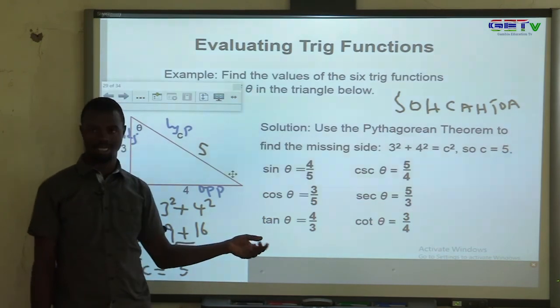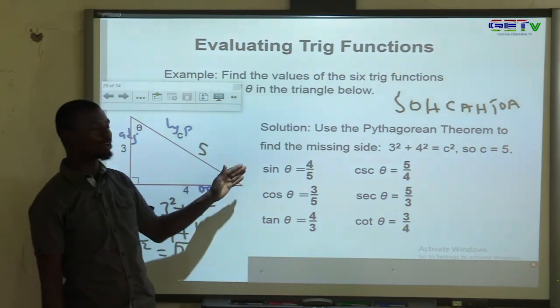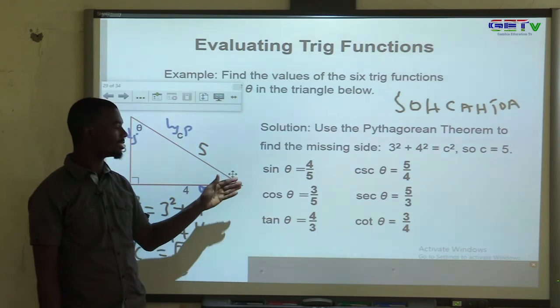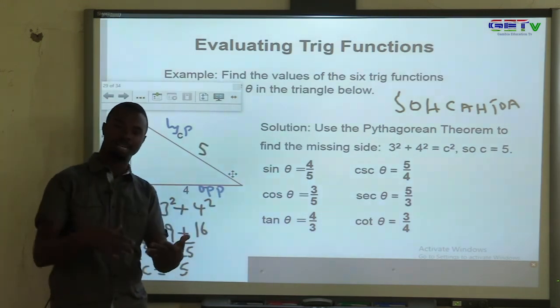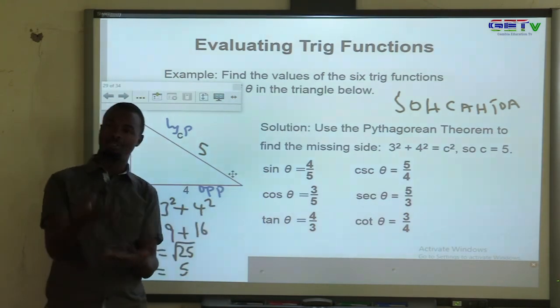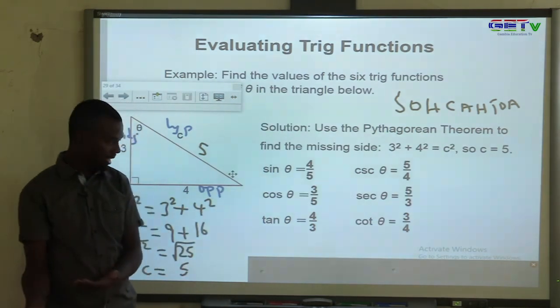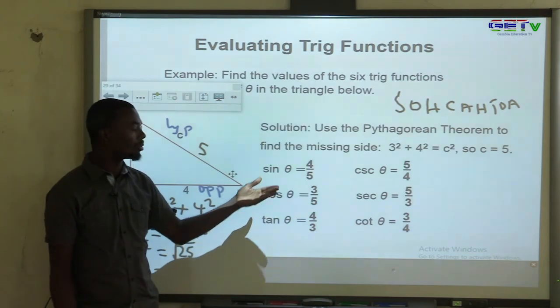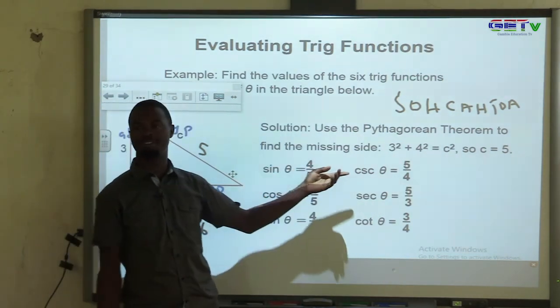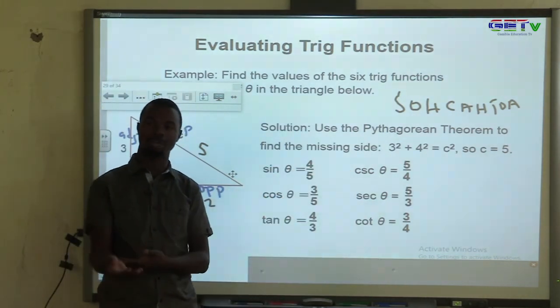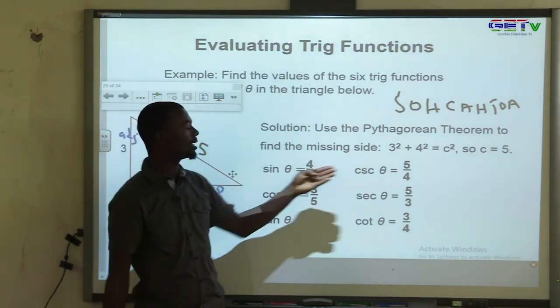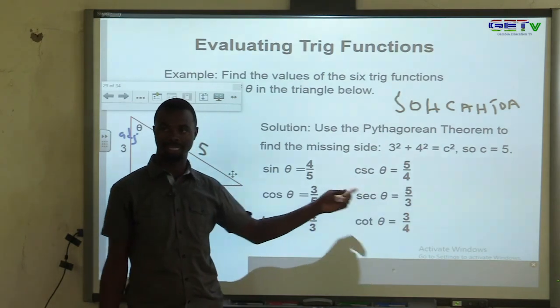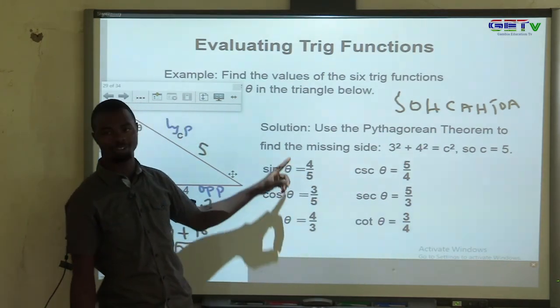Now the reciprocals. The reciprocal of sine is cosec. You just take the reciprocal part of it. If it is 4 over 5, if you reciprocate 4 over 5, you have cosec. We use the reciprocal formula, that is hypotenuse over opposite, which is still the same. That will give you 5 over 4, the same as when you reciprocate 4 over 5.